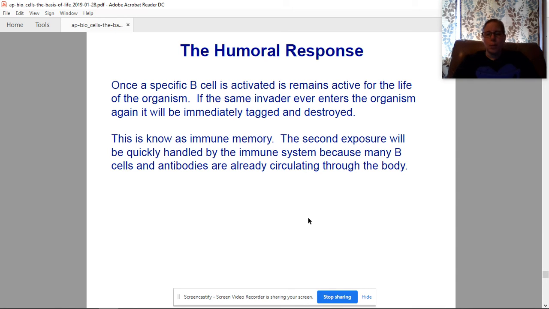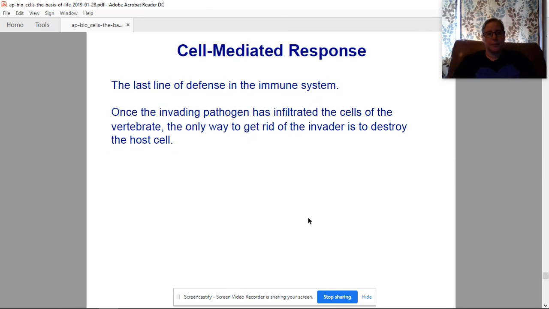This is known as immune memory. The second exposure will be quickly handled by the immune system because many B cells and antibodies are already circulating through the body. It's like specific soldiers who know exactly how to attack this very specific enemy. "That's my enemy. I know what to do. I've got this," and they kill it.